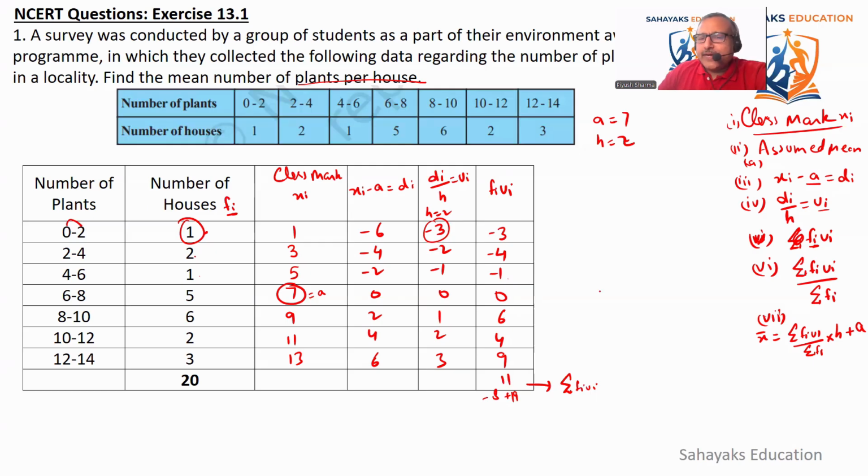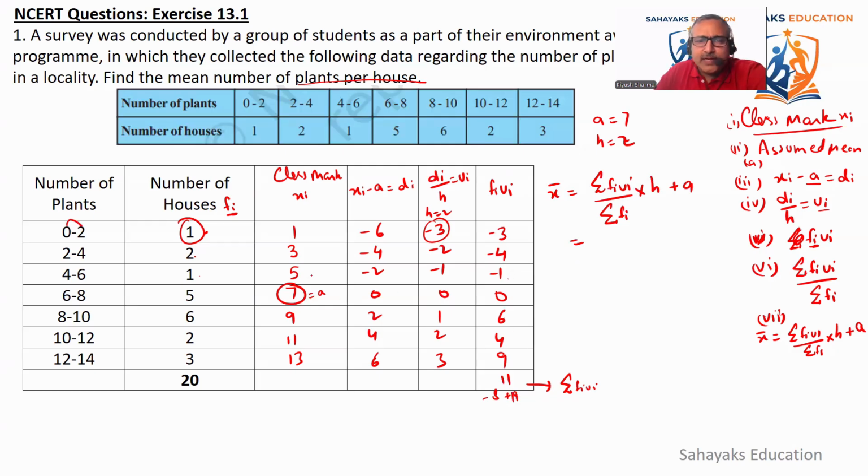Now we have the values, so we are going to find sigma fi ui divided by sigma fi. Or we can directly compute the value. x bar is equal to sigma fi ui divided by sigma fi multiplied by h plus a. So we can directly find this value.